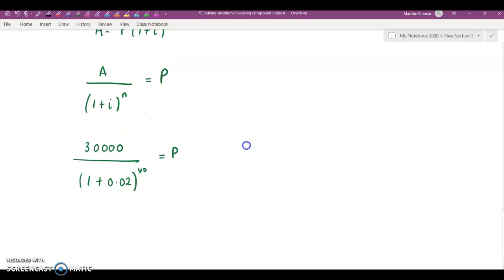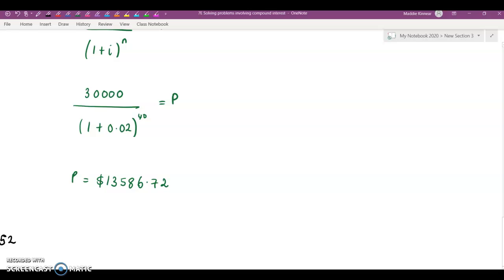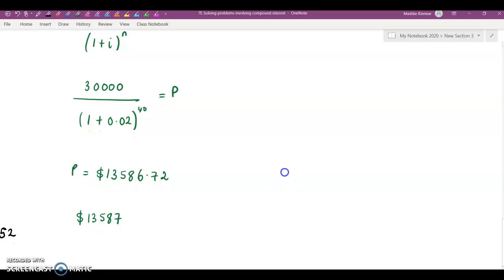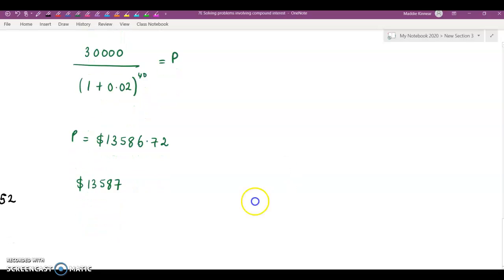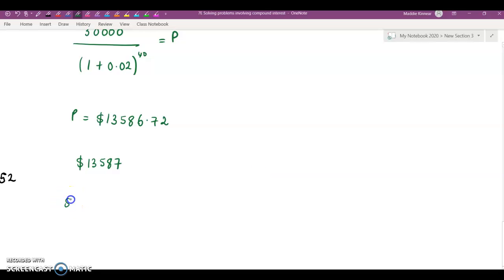And if we sub all that in, we get P equals 13,586.72, and so to our nearest dollar, which was what the question asked, that means she would need to invest $13,587 in order to end up with 30,000 at the end of 10 years. So she would need to invest $13,587.